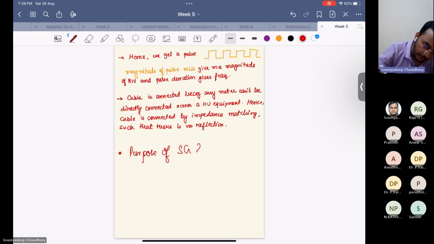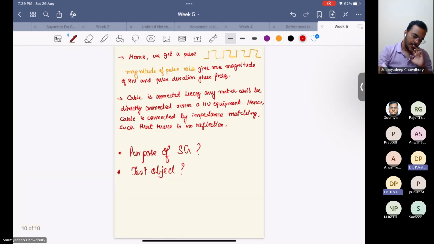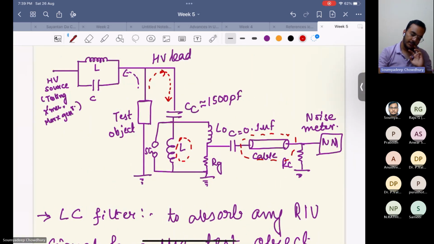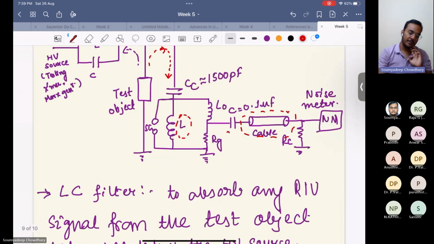One more question. Then the capacitor C is given, 0.1 microfarad. Yes, that is for impedance matching. This capacitor and this RC are for matching the impedance, so that there is no reflection from either end. Okay.